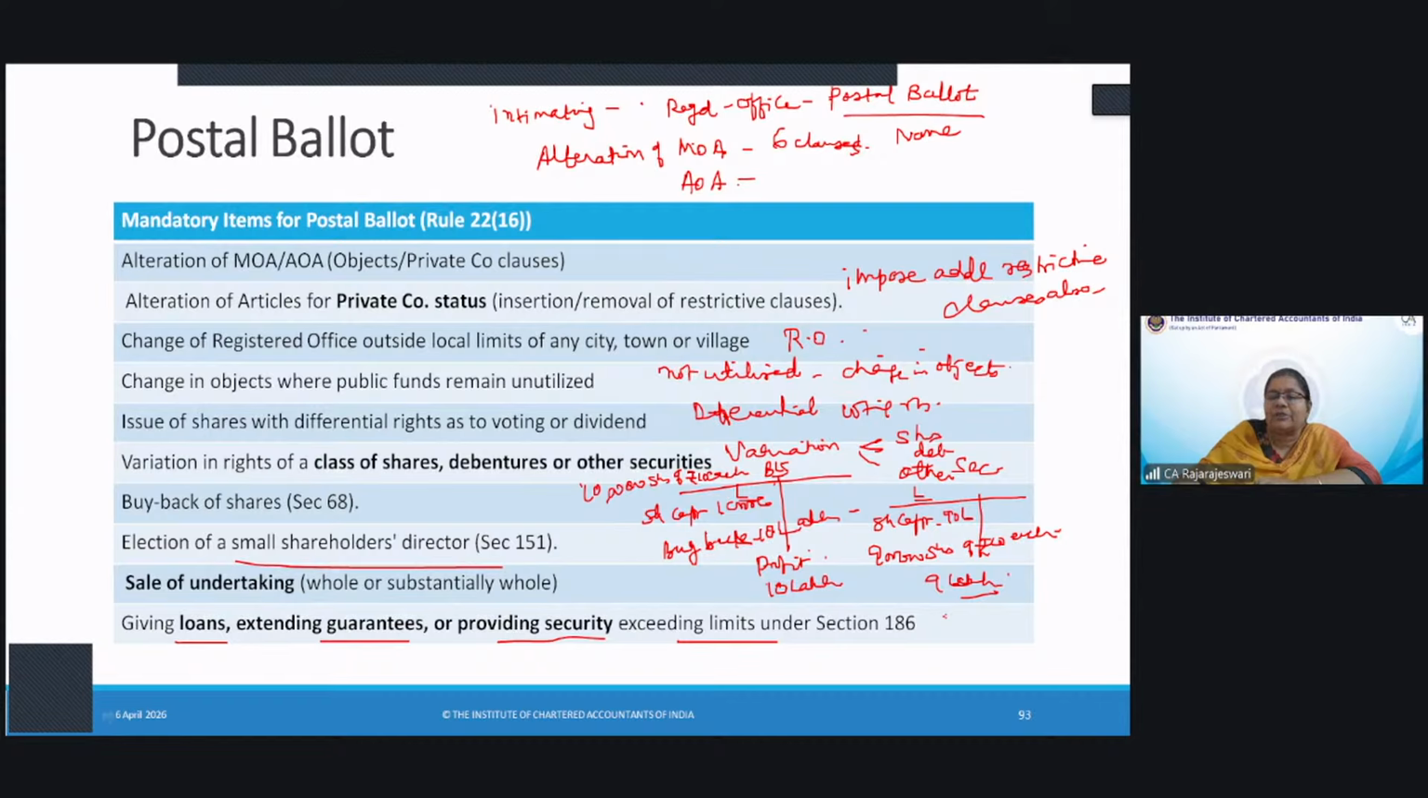Board has got the power up to their limit. If you want to exercise beyond it, then shareholders' approval has to be obtained. So giving loans or extending guarantees or providing security exceeding the limits specified under section 186, for that also postal ballot is essential. So these are the mandatory items. When I say mandatory, compulsorily it has to be done by postal ballot. No other option.